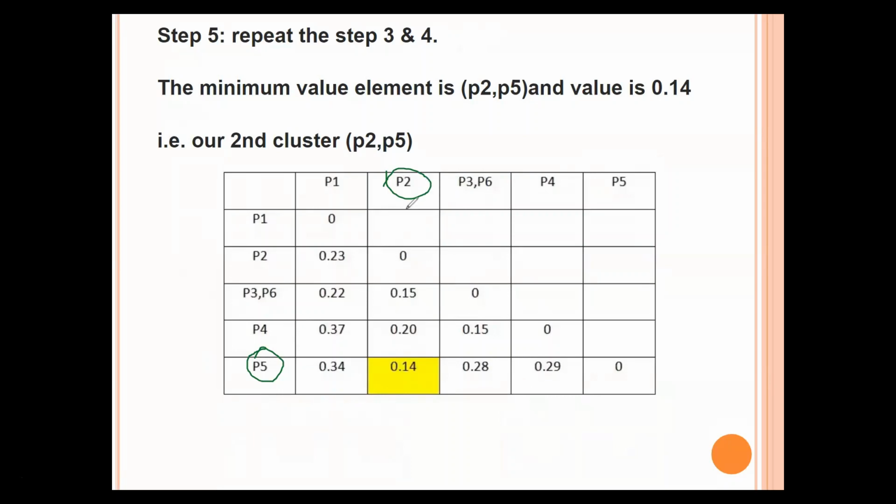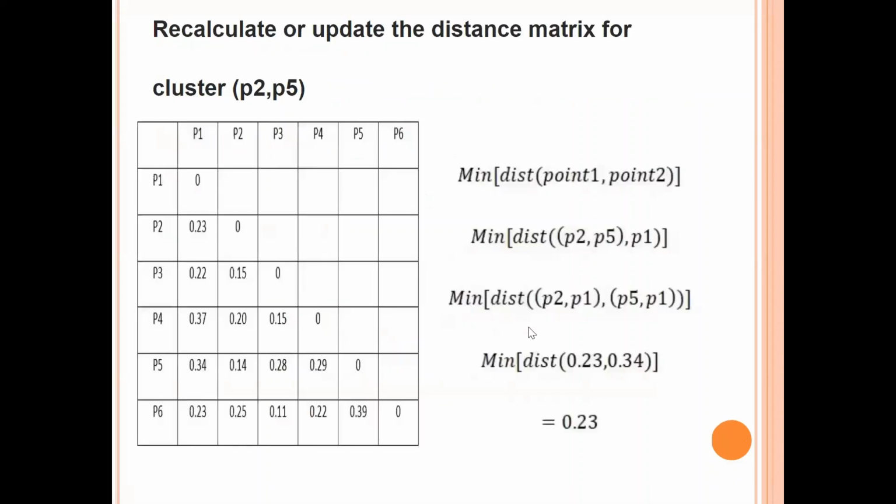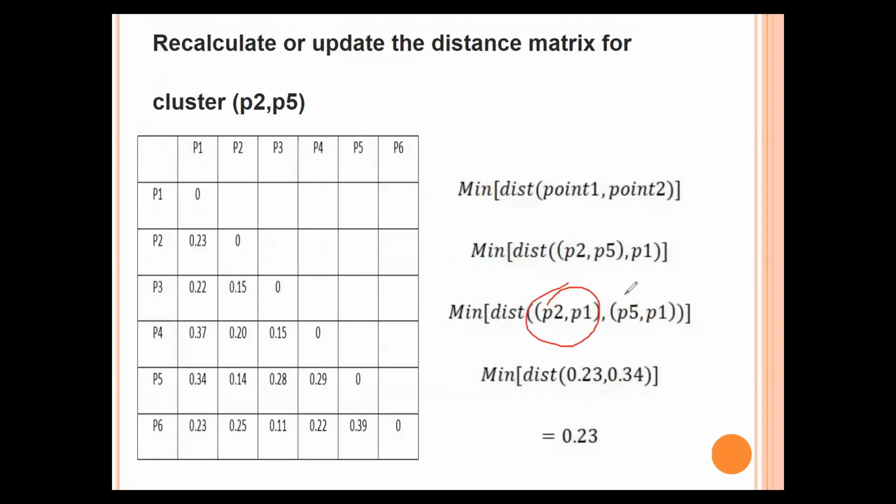So what will we do? We will find the distance of this pair with P1, with P3, P6 and with P4. Let's move and see how. Now we are finding the distance of P2, P5 to P1. So my first pair would be P2, P1 and my second pair would be P5, P1. You can clearly check that my cluster is P2, P5, so I have to find the distance of P2, P1 and P5, P1.